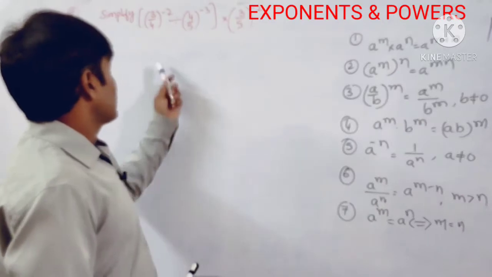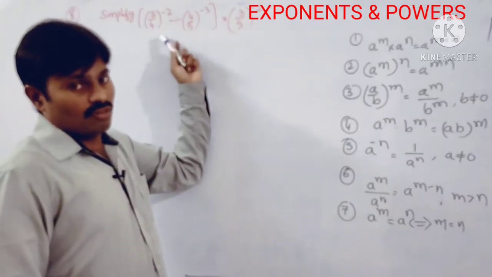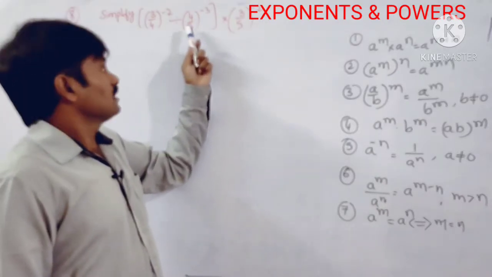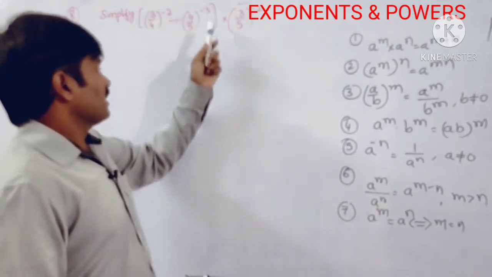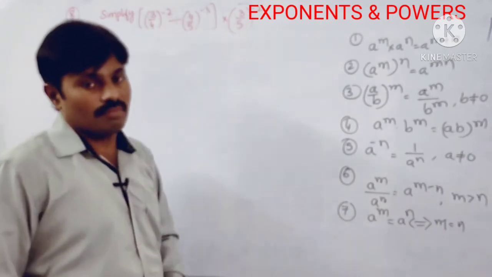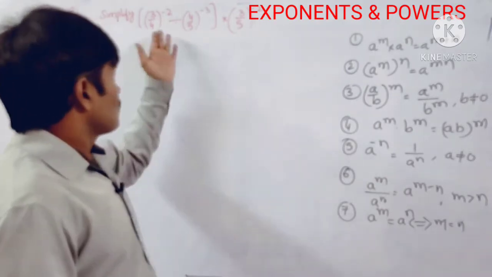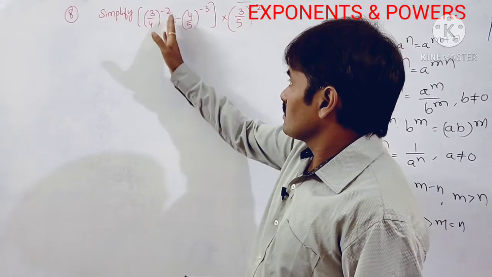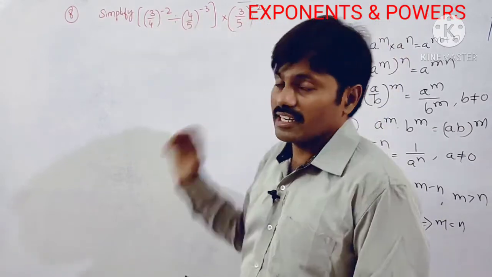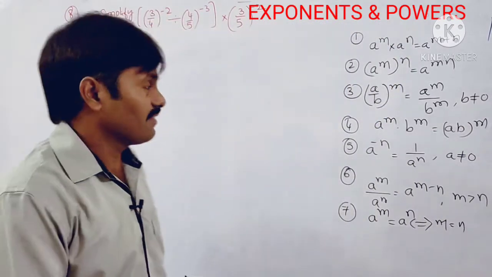Okay, so what is given? 3 by 4 whole to the power of minus 2 divided by 4 by 5 whole to the power of minus 3, in square brackets, into 3 by 5 whole power minus 2. See, if you observe here, every term has a negative power, a negative exponent.